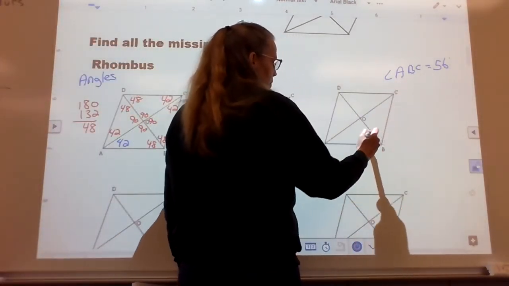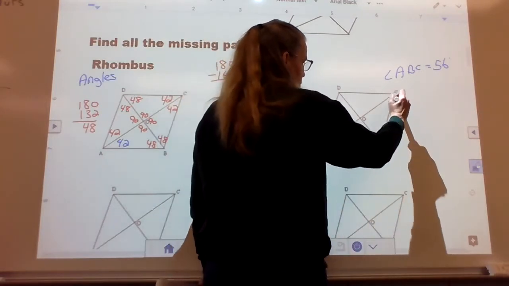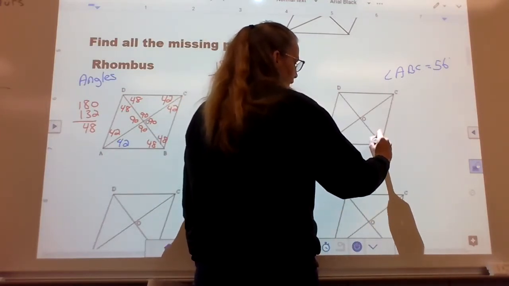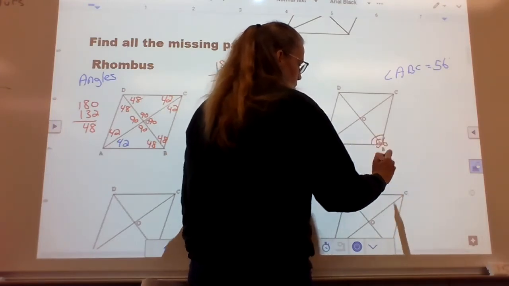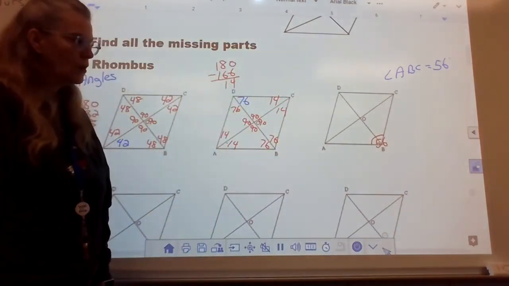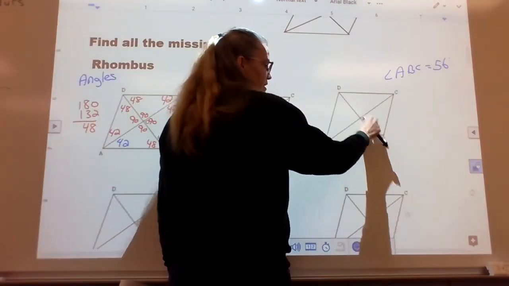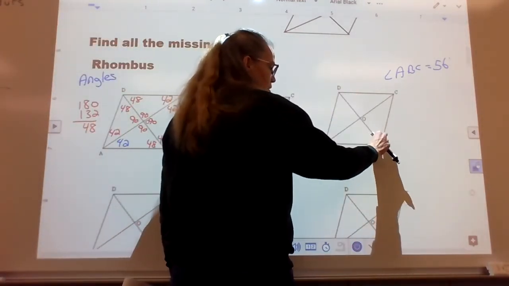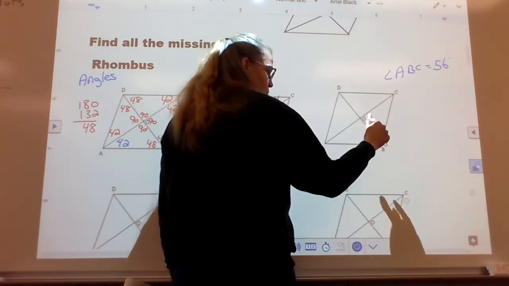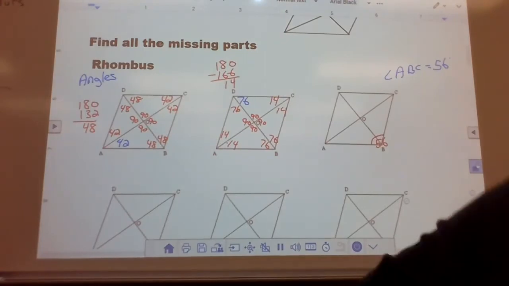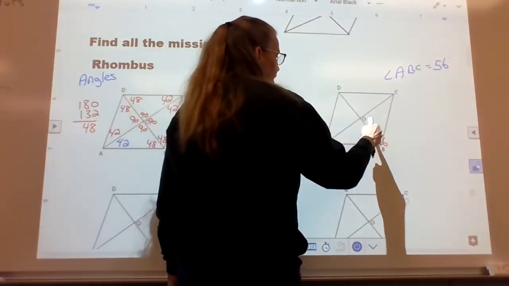ABC, I'm saying all of this angle from here to here, all of that is 56. Well, if all of that is 56, and this bisects the angle, I'm going to split that into 2. I get 28, 28.